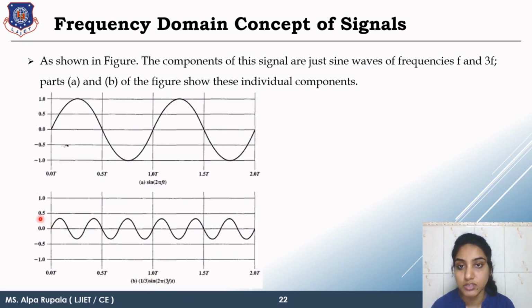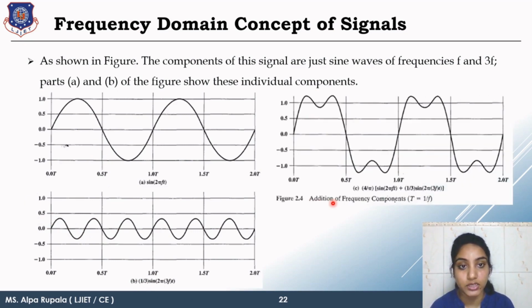That means approximately 0.33. And what we actually want is S of t, the signal which is the combination of signal 1 and signal 2. And here it is, our signal 3.